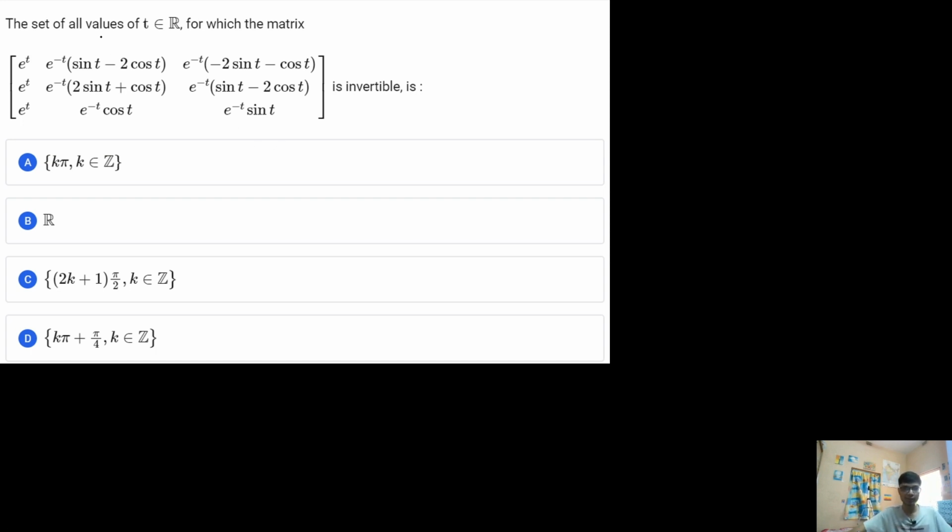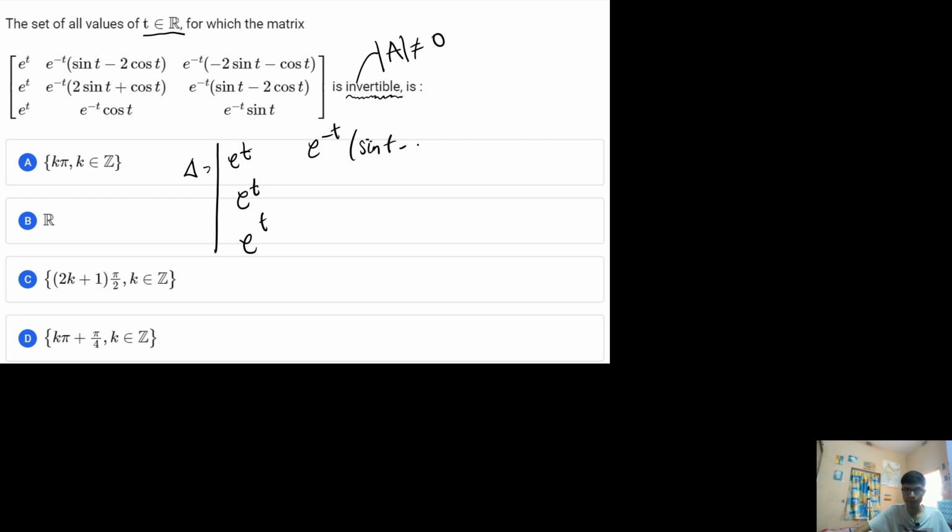So this question says: given the set of values of t which belongs to the real numbers for which this particular matrix is invertible. I had told you that a question on invertibility is going to come. If it is invertible, it means you have to directly check that the determinant value should be non-zero. So if you try to solve the determinant, what we see over here is that there is one particular column that is common.